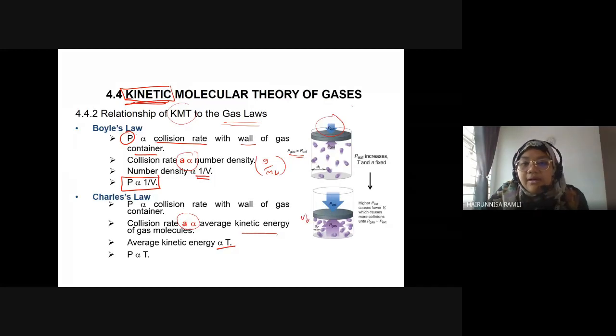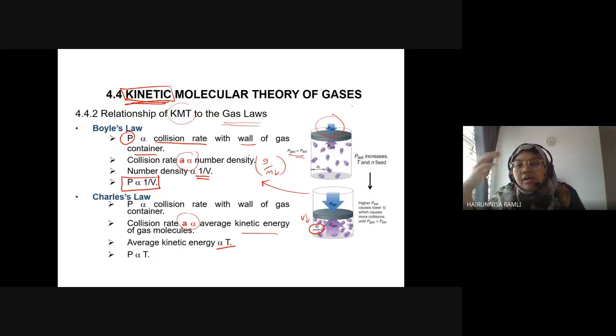Okay, asalnya jarak, okay, the distance between the gas with the container, wall container, panjang lah. For example, maybe 1 cm. And then bila kita bagi pressure, so volume makin kecil, so the distance now will become shorter. Okay, so ini sebenarnya kita nak relatekan dengan this Boyle's law lah. Okay, so higher P external causes a lower volume which causes more collision.